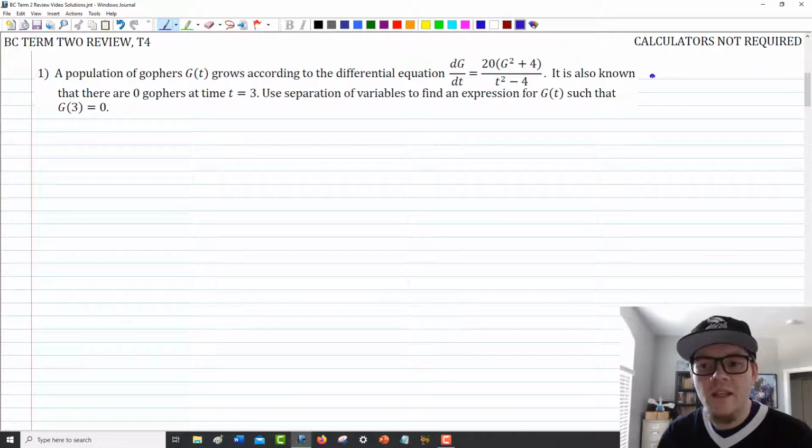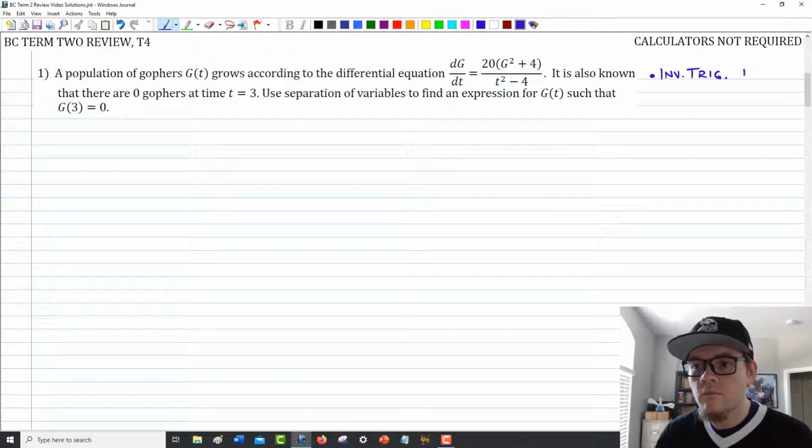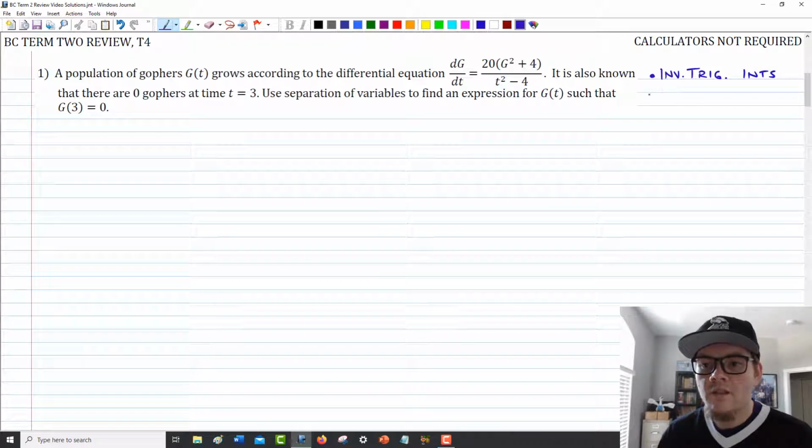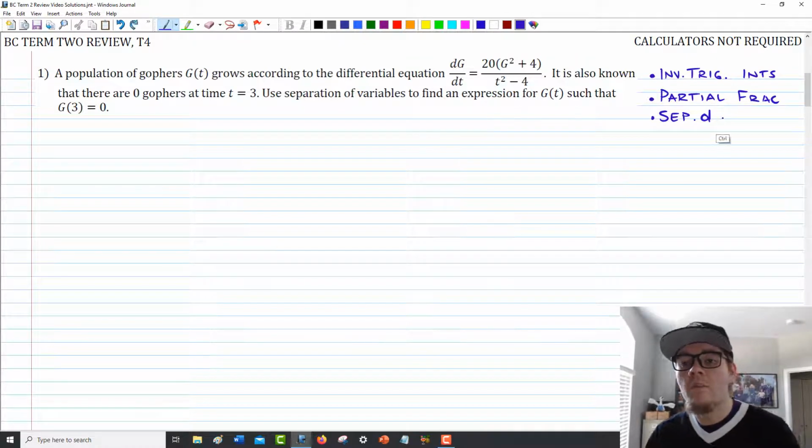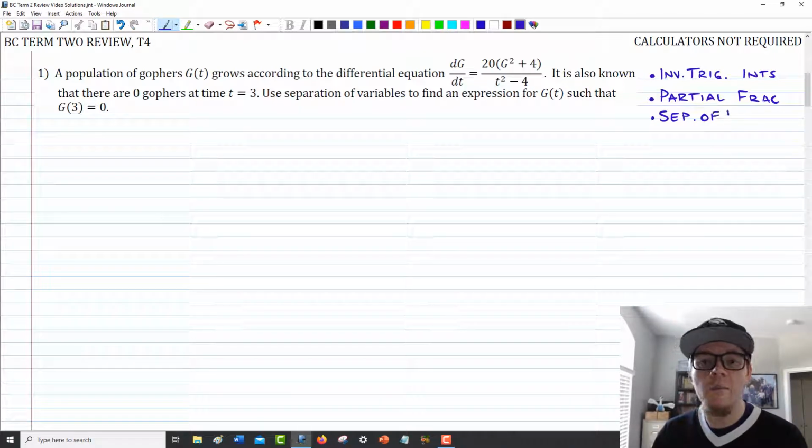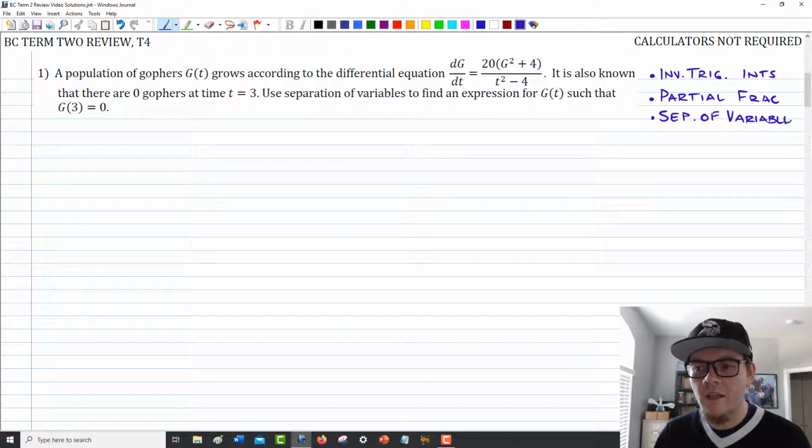Well, as a heads up, I can say these things because I wrote it. This is going to involve inverse trig integrals. It's also going to involve partial fractions. And I guess technically, even though it's an AB topic, we did cover it at the very beginning, it's also going to include separation of variables. In fact, because this is a differential equation we want to solve, I'm going to kick things off by using separation of variables. And then, of course, we'll run into all the integration techniques.